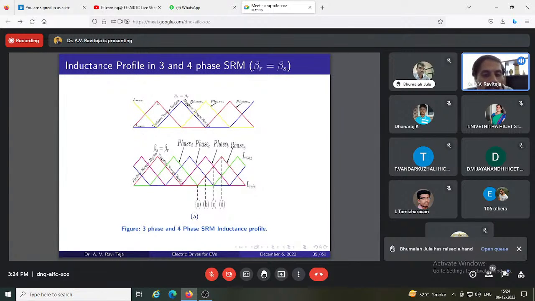So this is the combined inductance profile for a three-phase motor, and the one below is for a four-phase motor.